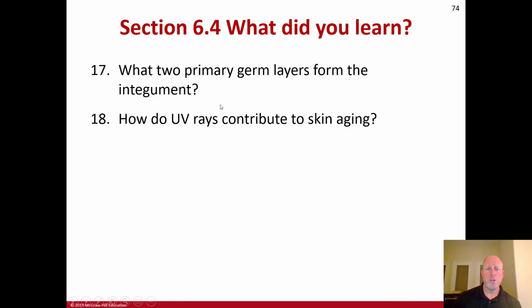So what did you learn? What are the 2 primary germ layers that form the integument? You should be able to do that. And how do UV rays contribute to skin aging? And that is the integumentary system.